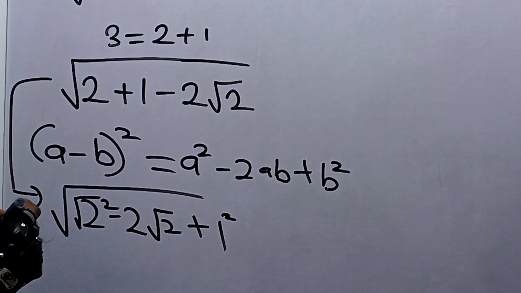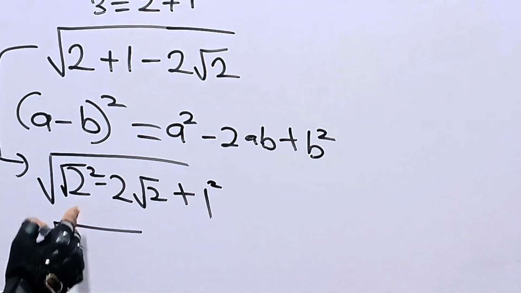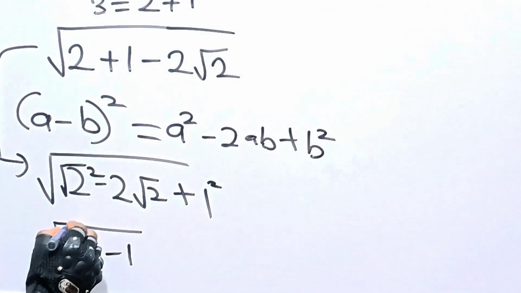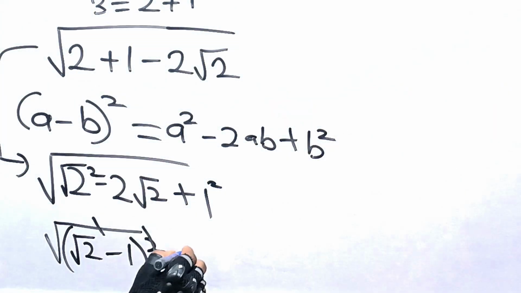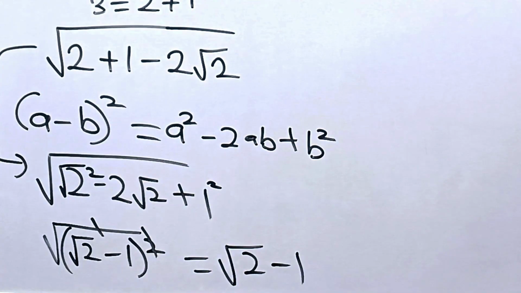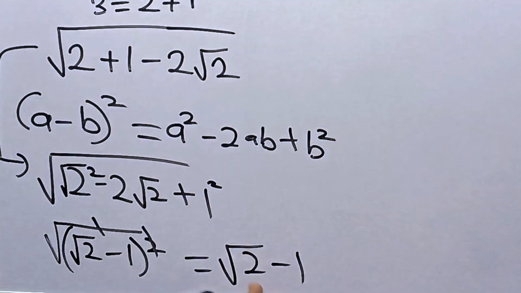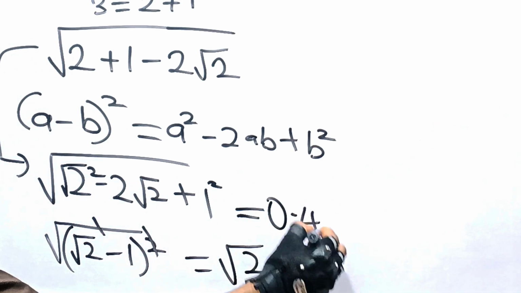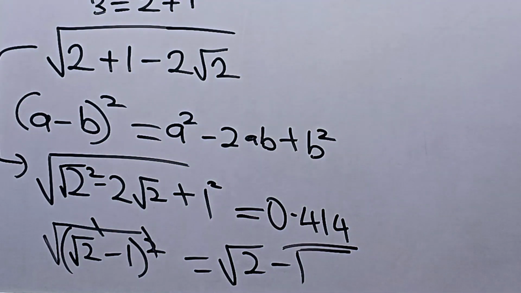which is our b. So from here you can infer that this is now equal to the square root of, our a we said is root 2, and our b we said is 1, all squared. Now square roots will cancel squares, so we have that this is equal to root 2 minus 1. Now the square root of 2 is about 1.414. 1.414 minus 1 is equal to 0.414. So this becomes the final answer to this question.